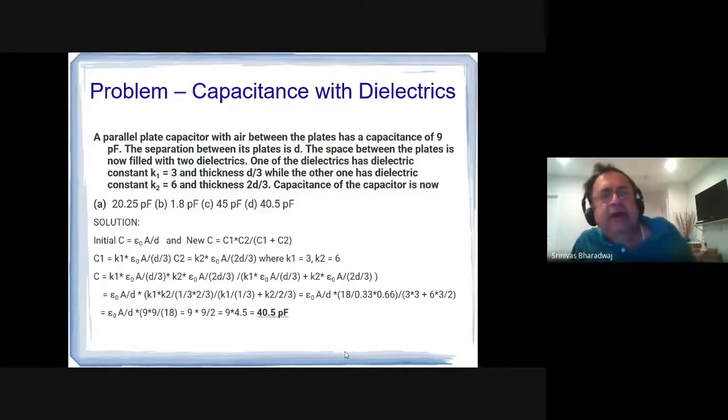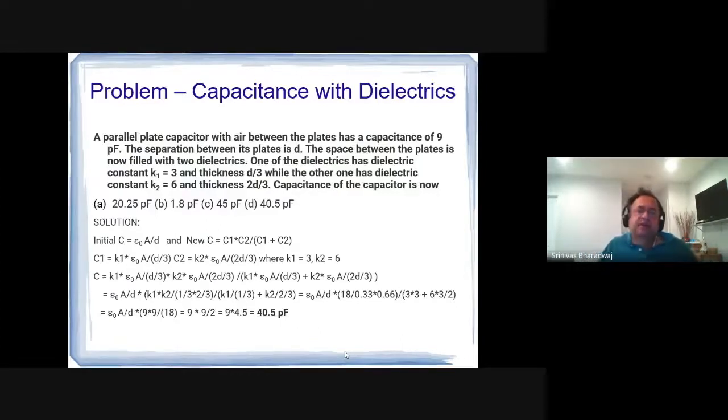Okay, so a parallel plate capacitor with air between the plates has a capacitance of 9 picofarads. The separation between its plates is D. The space between the plates is now filled with two dielectrics. One of the dielectrics has dielectric constant K1 and thickness D by 3. Another one has a dielectric constant K2 of 6 and thickness 2D by 3. What is the capacitance of the capacitor now?